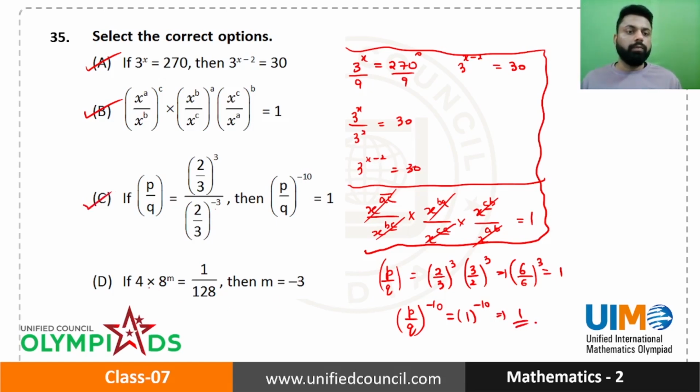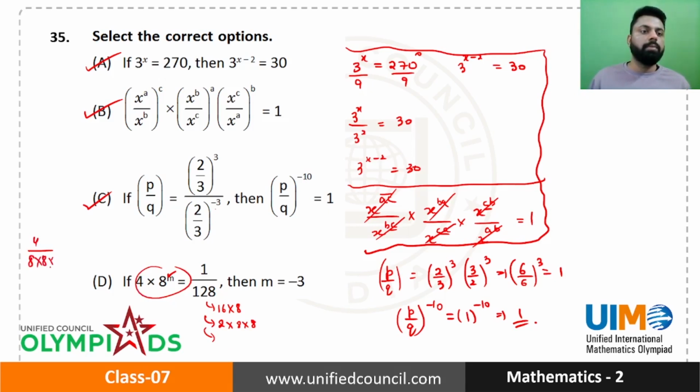But if we talk about this one, 4 into 8 to the power m is equal to 128. So this 128 is something that is 16 multiplied by 8, that is equal to 2 multiplied by 8 into 8. See, if m value is 3, let's suppose m value is 3. So this is 4 multiplied by 8 multiplied by 8, 2, 64 and 2, 128. So over here, this value is also correct.